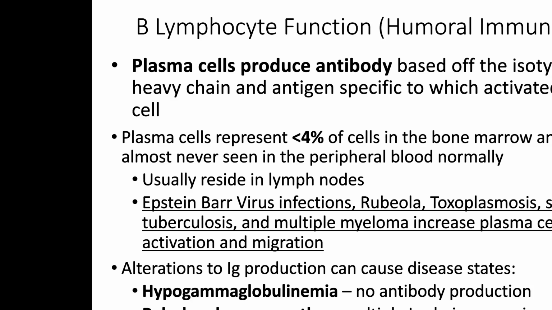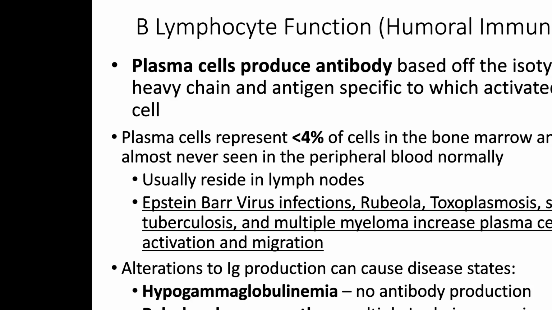Again, plasma cells will produce the antibody based on the isotype of the heavy chain and the antigen that is specific to the antigen that activated the cells. Plasma cells represent less than 4% of the cells in the bone marrow and are never really seen in the peripheral blood in high amounts. Usually, you'll see them more often in the lymph nodes.